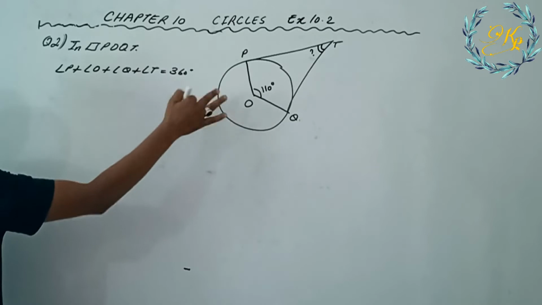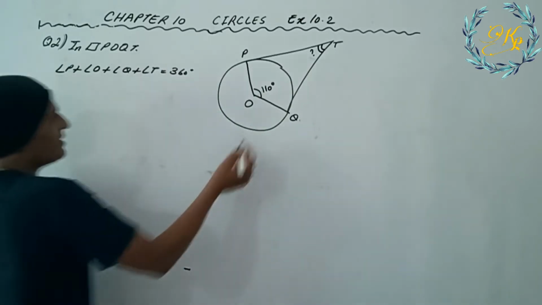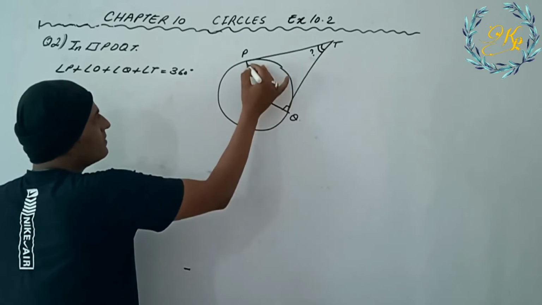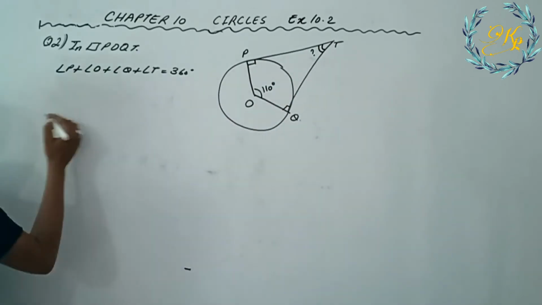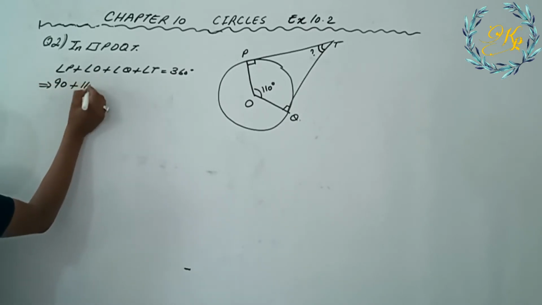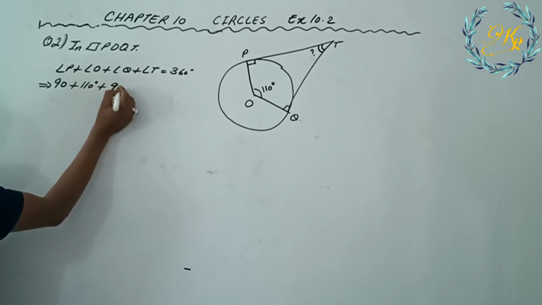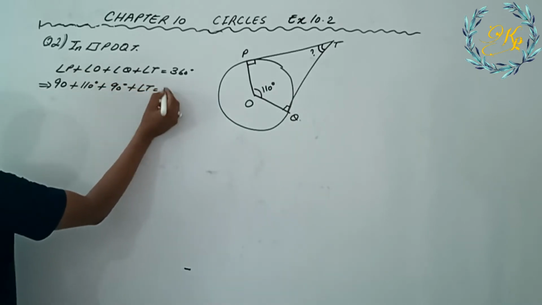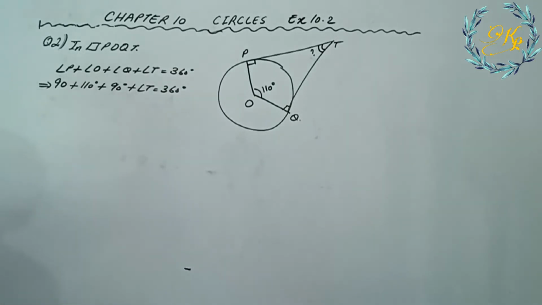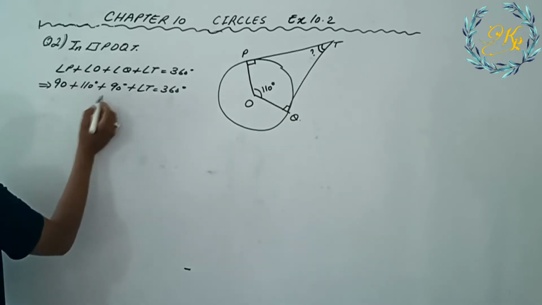Now let's place the values which we have here. As you can see, this is the radius. It makes an angle of 90. Even this one makes an angle of 90 with the tangent. So we have the measure of three angles here. Angle P is 90, angle O is 110, angle Q is 90, plus angle T is equal to 360. Add all these three values, you will get the answer as 290.